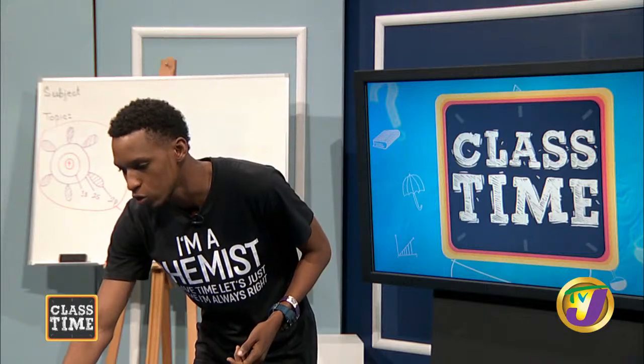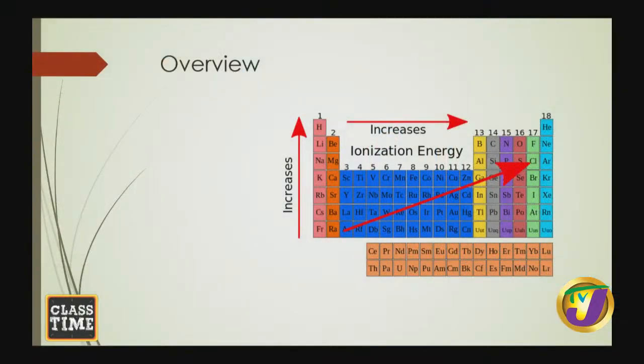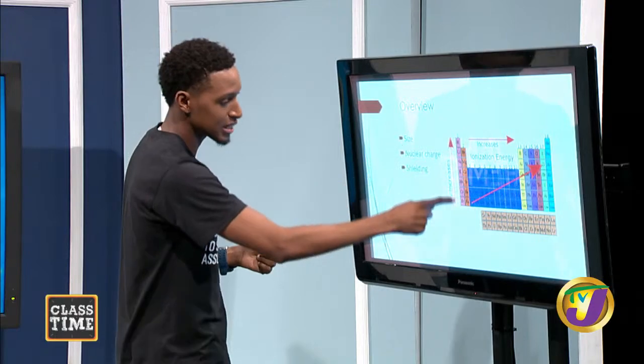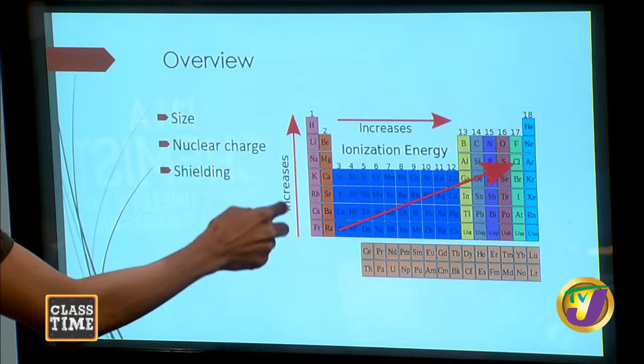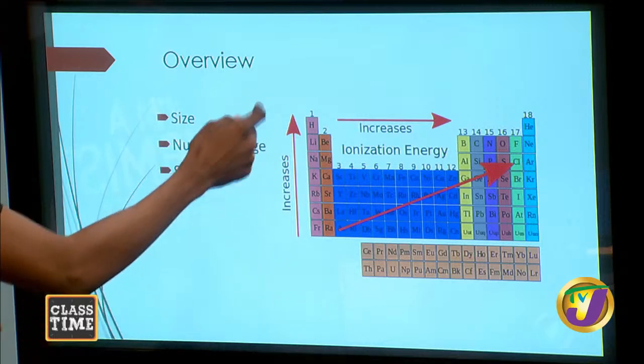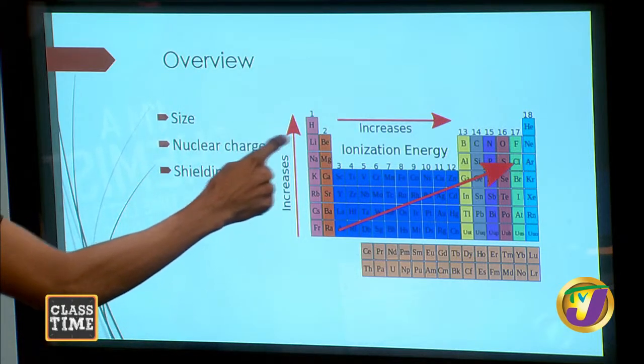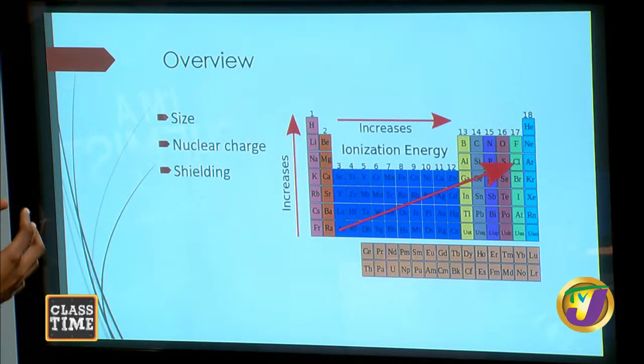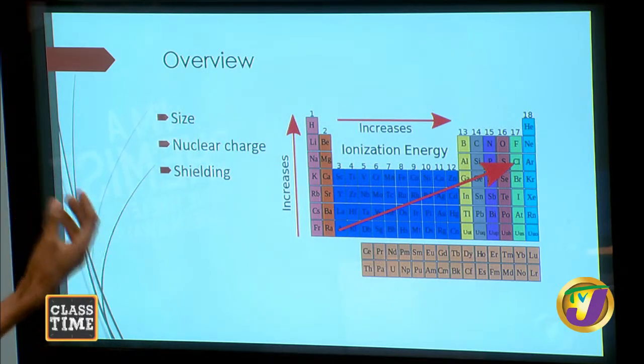So for the overview, we commented on how the size affects the ionization energy, how the nuclear charge affects the ionization energy, and we commented on shielding. We mentioned that as you go down the group, the size increases, thus the ionization energy decreases down the group, but ionization energy increases up the group because the atom is small at the top, thus the valence electron is closest to the nucleus, and it would be very hard to lose.